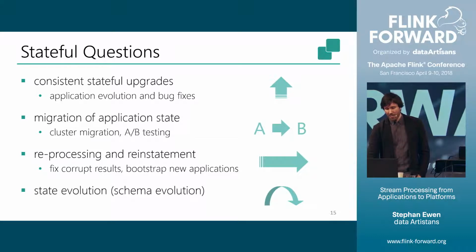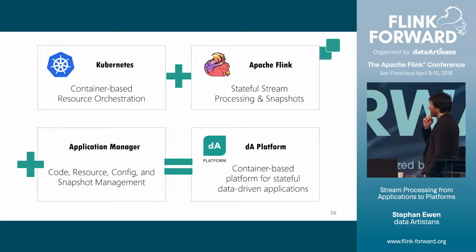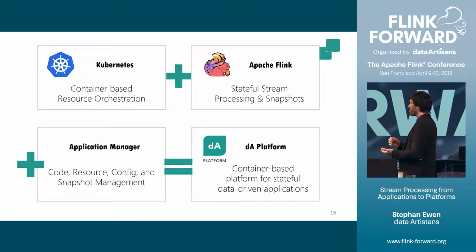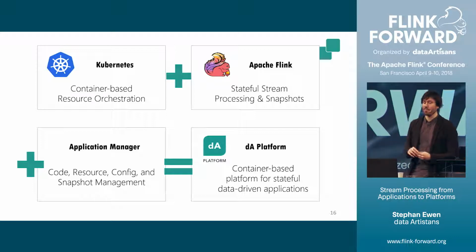And that led us to the point of saying, okay, if we take something like Kubernetes as a starting point, container-based resource orchestration, together with Flink stream processing, and very importantly, Flink's capability to draw these consistent distributed snapshots of application state, and we add a component here that ties these things together in a very nicely integrated way, the statefulness, the snapshots of Flink together with the container orchestration, config management, and so on, then what we get is a very nicely working container-based platform for stateful streaming applications.